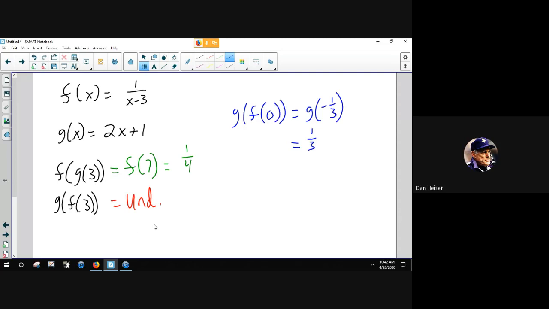Not every single composition will be possible, especially when you have rationals with variable denominators, and also look for square roots that are going to give you negatives on the inside. And we'll look at those a little later on as we continue to move on here.